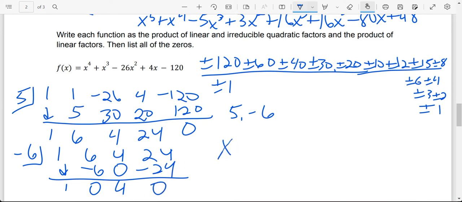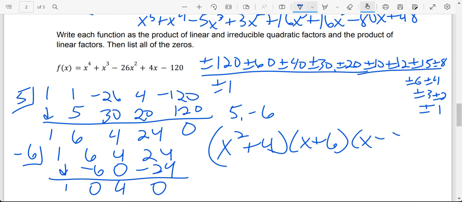So what are you left with? X squared plus 4. We can't reduce this quadratic anymore, so we leave it like that. So it'll be x plus 6, because we have a 0 at negative 6, and a 0 at 5, and x minus 5.